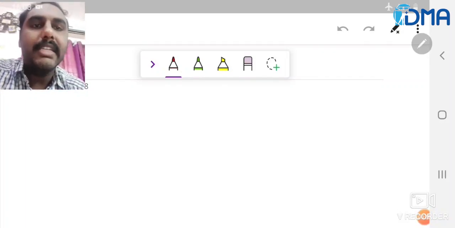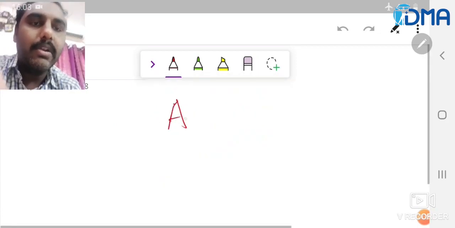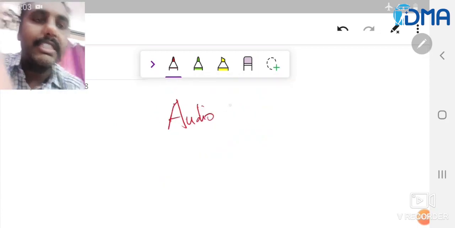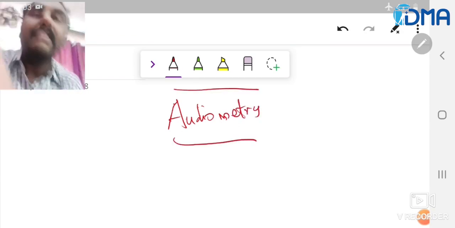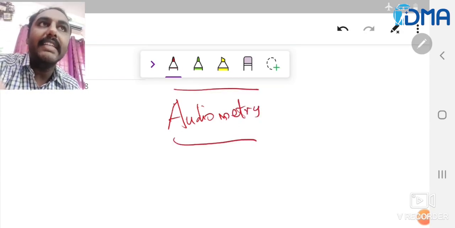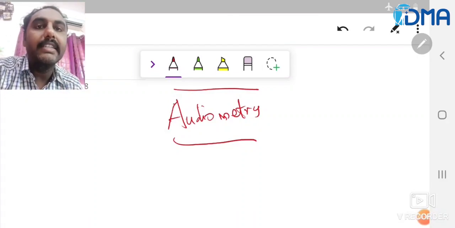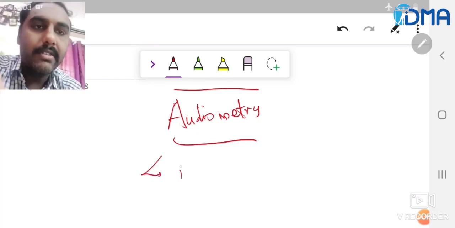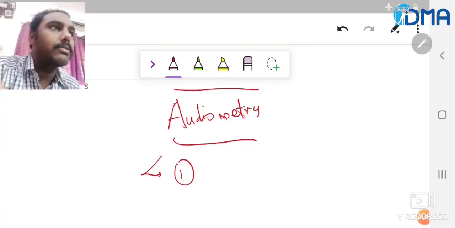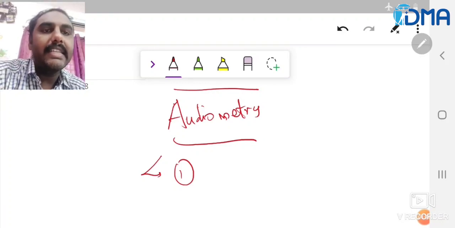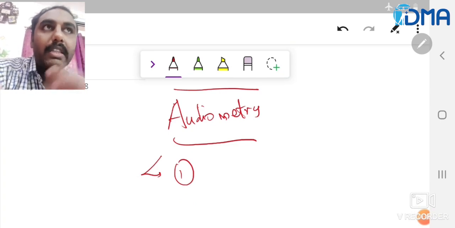So what is audiometry? As the name indicates, it is one MCQ. What they will ask you is whether audiometry is a subjective investigation or an objective investigation. So audiometry is an investigation. Why is it done? It is done to find the type of hearing loss. Say a patient comes to ENT OP and says, doctor sir, I am having some decreased hearing.